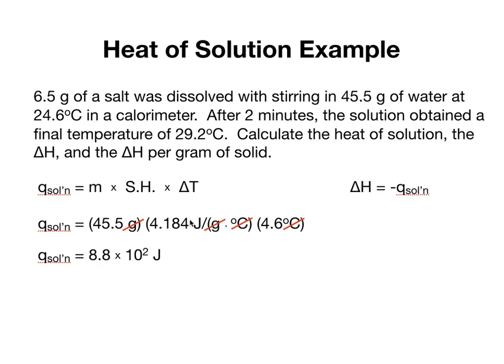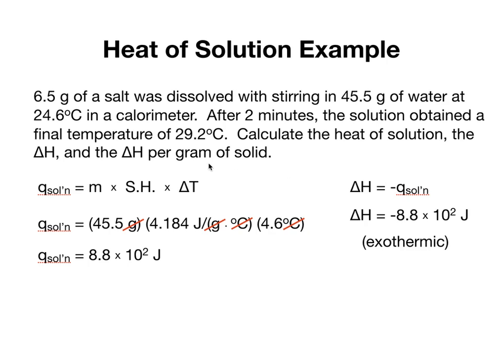Now, to determine the enthalpy change, we take the negative of the heat of the solution. In other words, we change the sign. If we change the sign, we get a delta H, an enthalpy change, of negative 8.8 times 10 to the second joules. Now, remember, class, from the previous video, if we have a delta H that is less than 0, if it's negative, that's exothermic. That's an exothermic process.